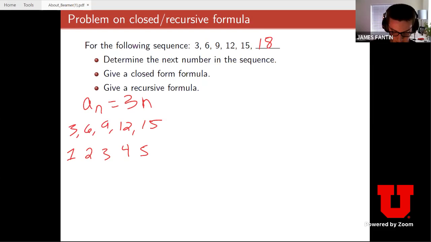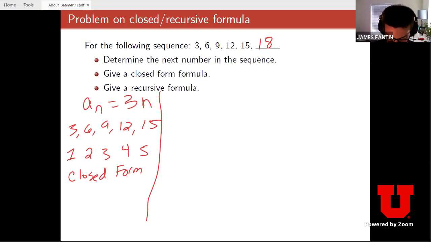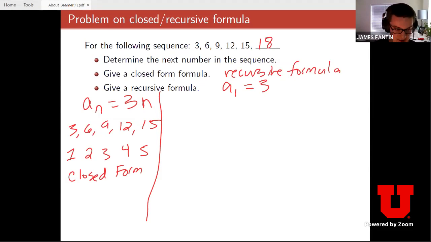So yeah, if you want to go ahead and just spend a little bit of time on coming up with the recursive formula for this one. Yeah, lots of really good answers in chat there. Yeah. So for the recursive formula, we would have a sub 1 is 3, and then a sub n is a sub n minus 1 plus 3.